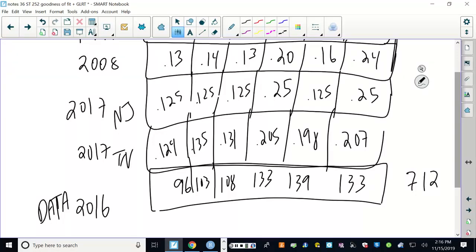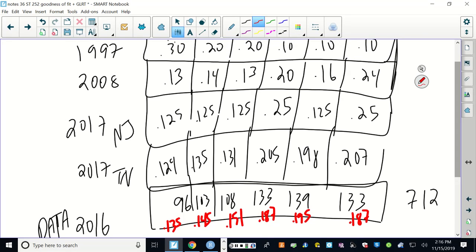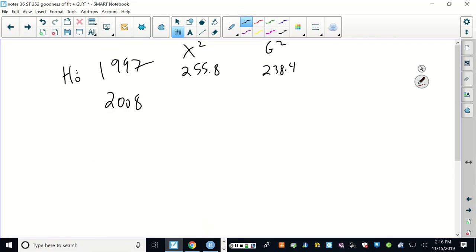Right, so these proportions, if you do that, this is 0.135, 0.145, 0.151. This one is 0.187, 0.195, and 0.187. It's a little bit more equal, right? And so in comparison to this 2008 one, it's noticeably closer to what the model said. So we'd expect the statistics to be smaller.